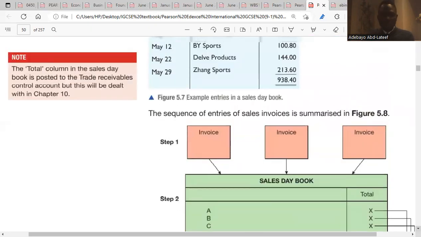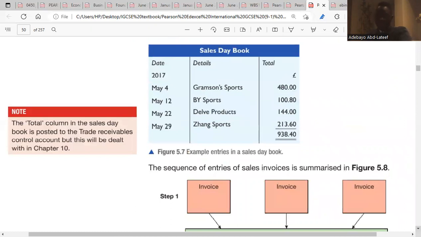Based on the transaction we have here in the sales day book, we have Gamson Sports, BY Sports, Delft's products, and Zank Sports. For each account, you open a double entry system, like I told you earlier. The double entry will be the nominal ledger, which you open last. First, you open the trade receivables ledger, where you record each customer's account. That's a personal account, with date, details, amount on the debit side and the credit side. But the transaction will be recorded on the debit side.